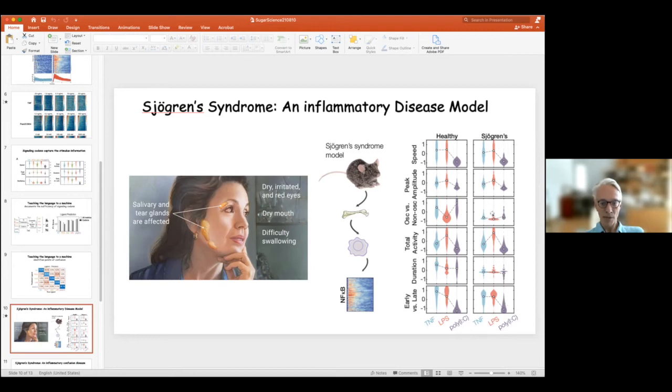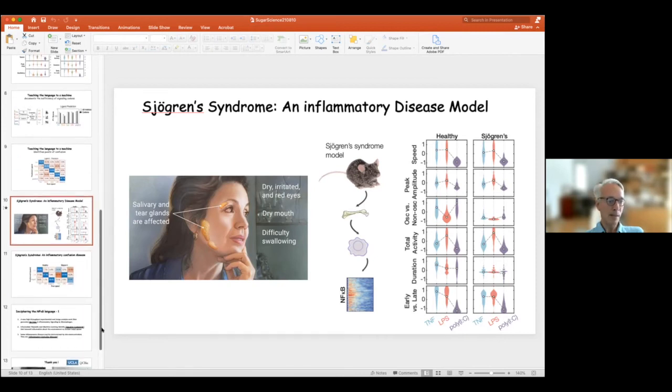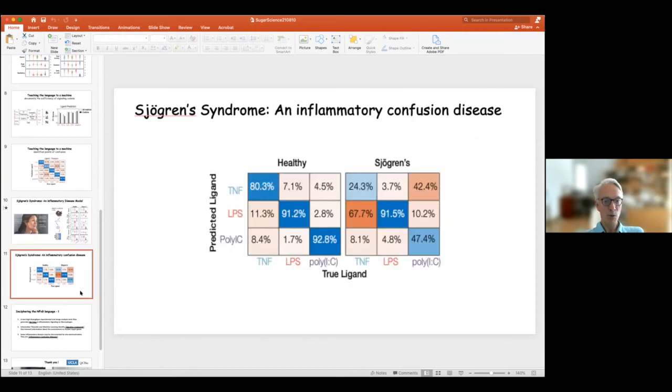And so the misregulation of these two then results in much more confusion, such that typically TNF and LPS are not confused very much. But in the Sjögren's macrophages, they're often confused, which means that if the cell is seeing TNF, it responds as if it saw endotoxin.